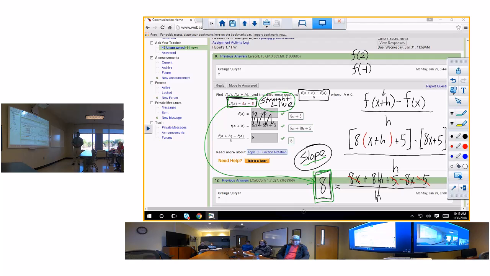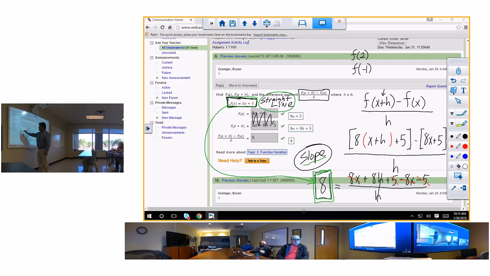A straight line. Now, you would be surprised how many students take calculus and go through unit 1 and have no idea what a derivative is. You would be surprised. Would it still be an 8? Yeah, that's still 8. Nothing changes because it's a straight line.